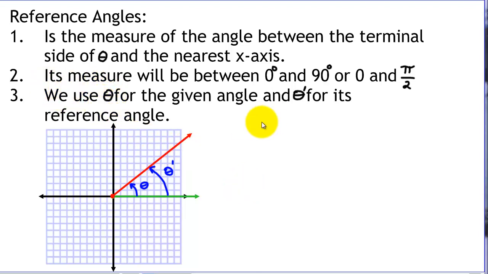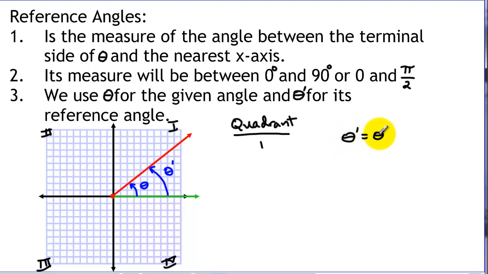So I want to go through each quadrant and look at the relationship between a given angle and its reference angle. Remember this is quadrant 1, 2, 3, and 4. So in quadrant 1, theta prime, the reference angle, is going to equal theta. They're going to be the same angle. So when we're in quadrant 1, they're the same angle.